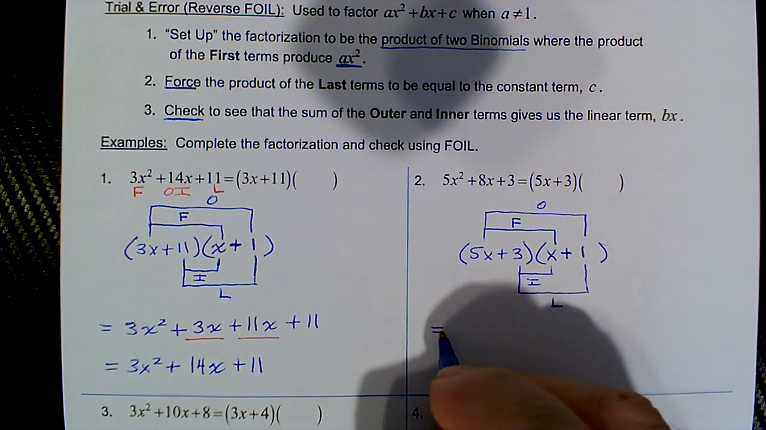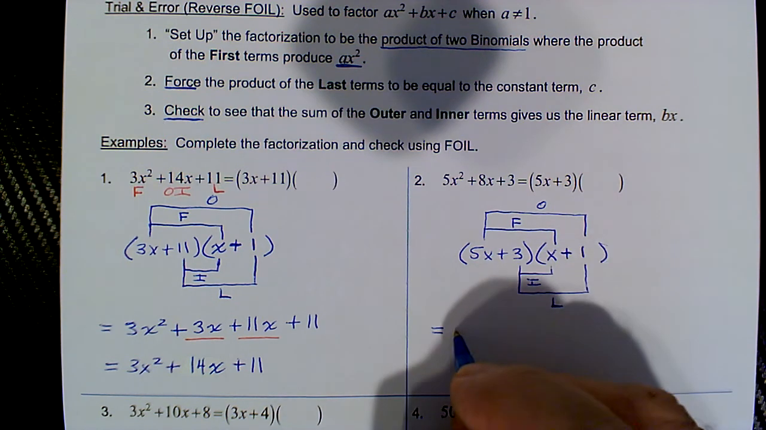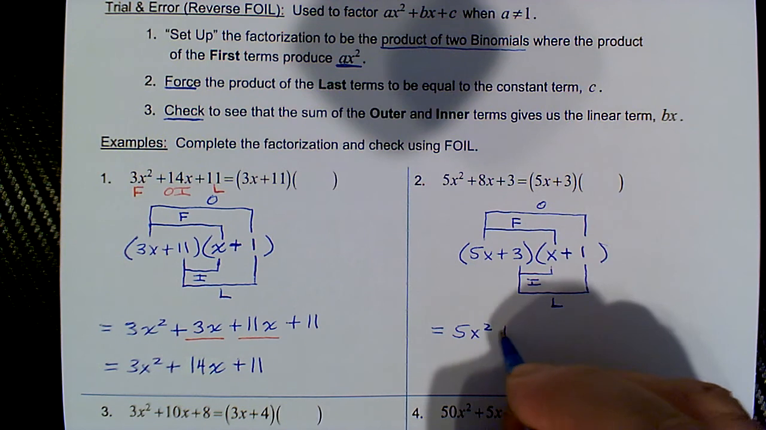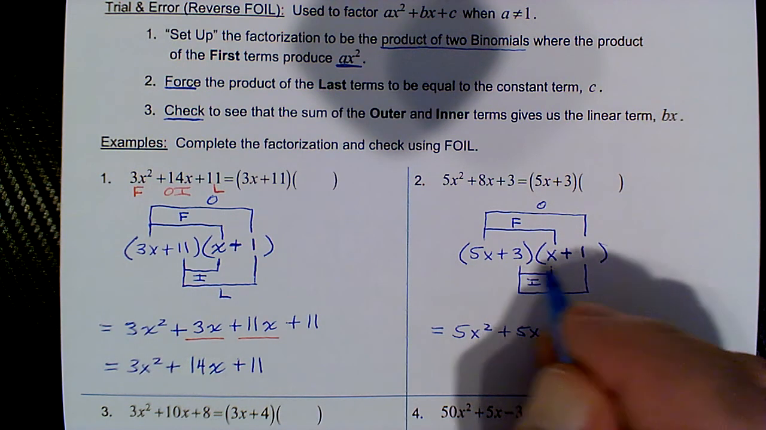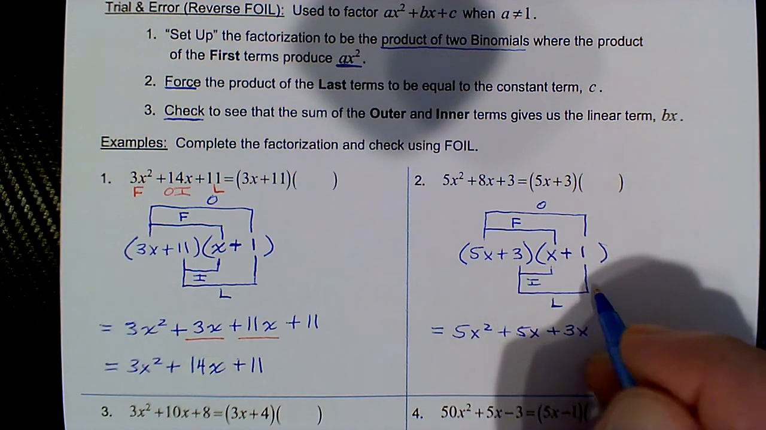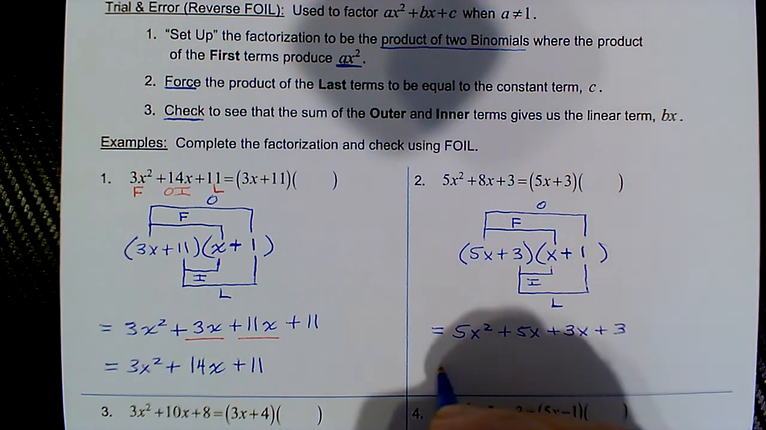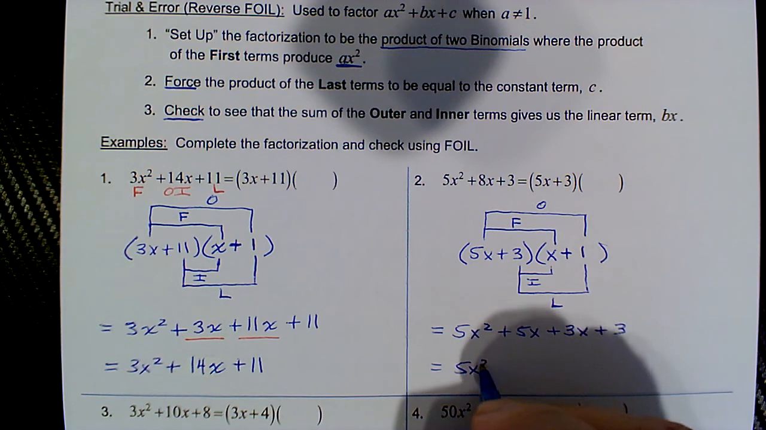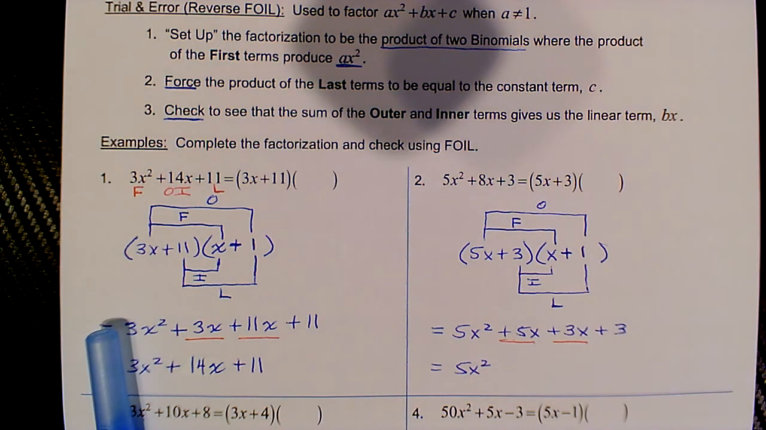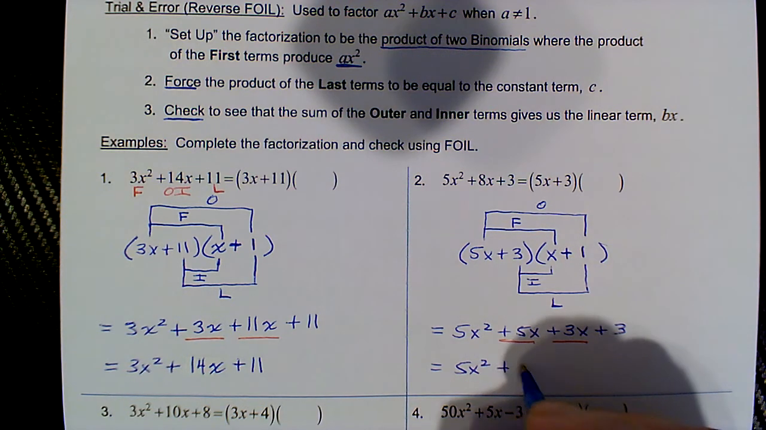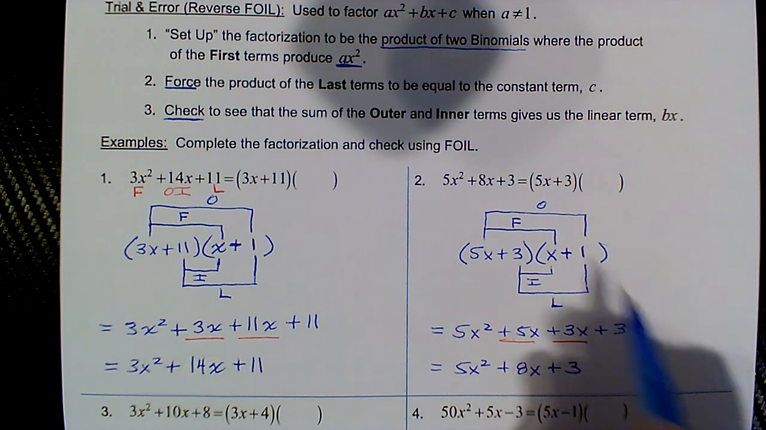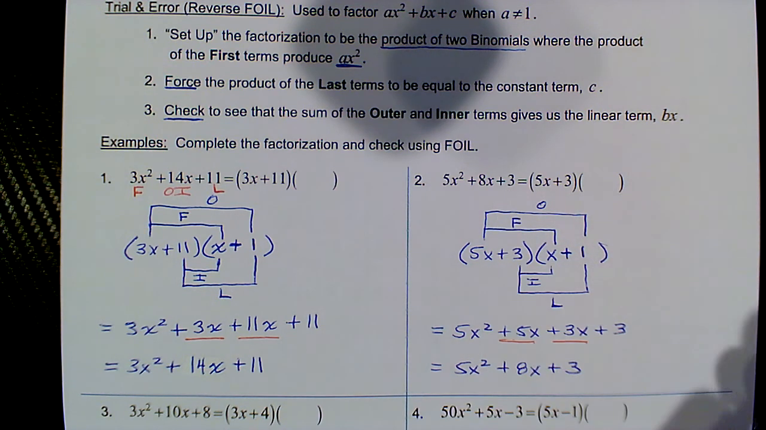So checking by FOIL, product of the first, 5x times x, 5x squared. Product of the outers, 5x times 1 plus 5x. Product of the inners, 3x times x plus 3x. And the product of the last, 3 times 1 plus 3. Then we recopy the 5x squared term. We can combine the outers and inners. Positive 5x and positive 3x give positive 8x. Bring down the constant term plus 3, and that completes the check.